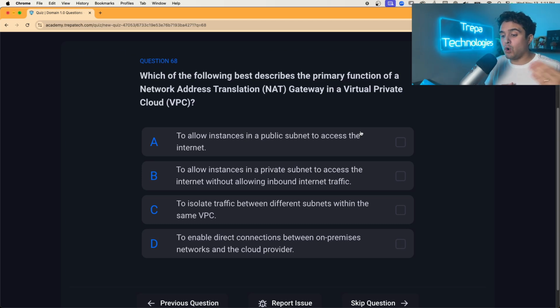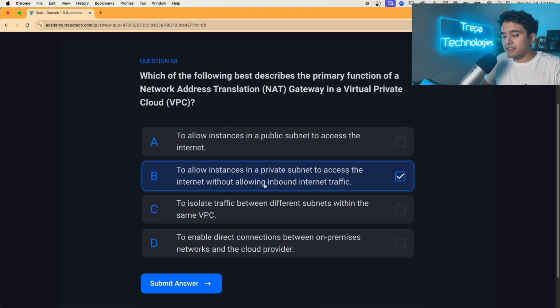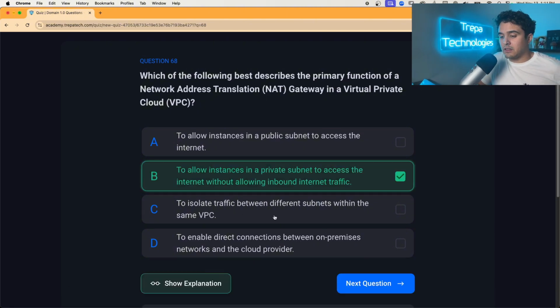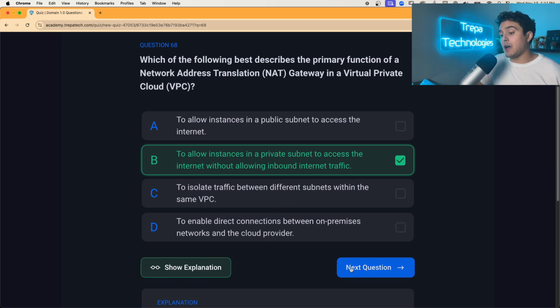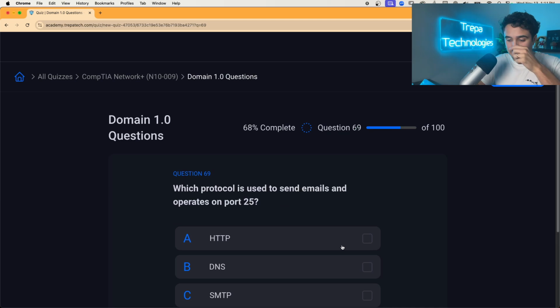The NAT gateway won't let inbound internet traffic straight to that resource. It's almost like a proxy. So we're going to go with B: to allow instances in a private subnet to access the internet without allowing inbound internet traffic.